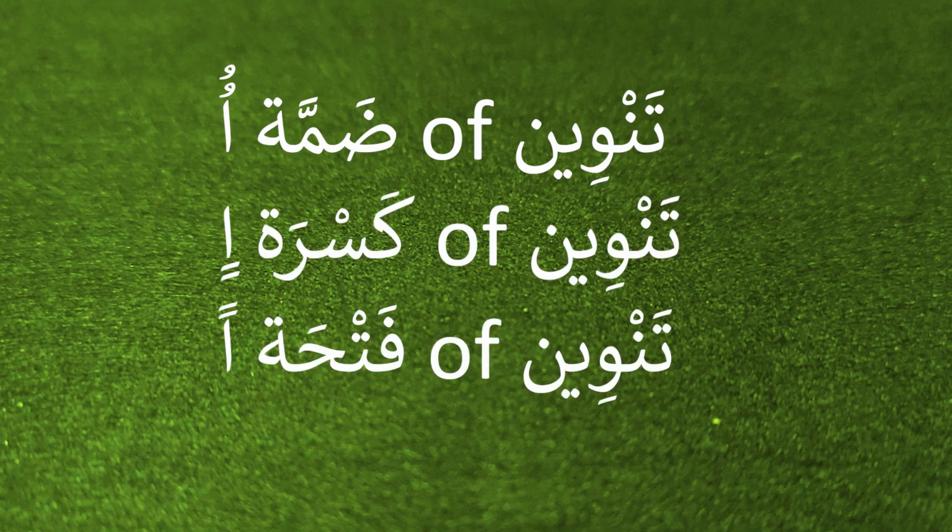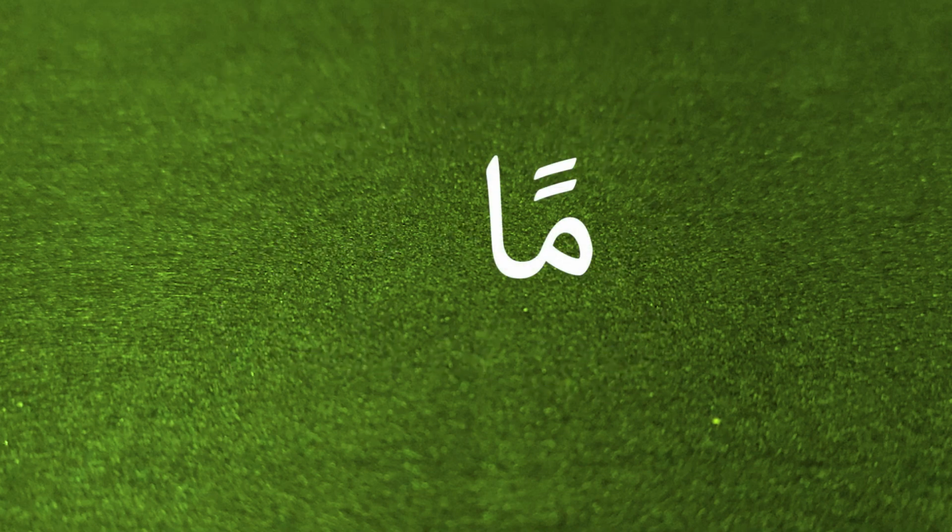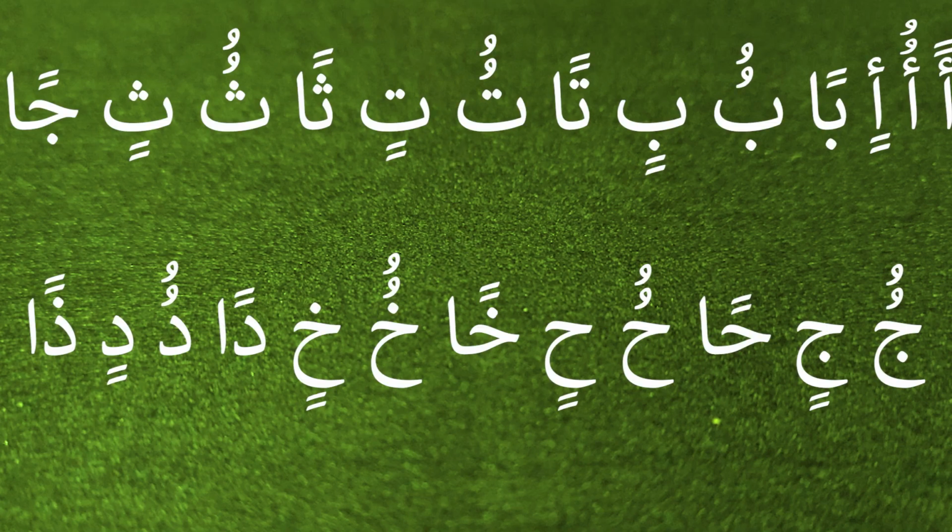There is tanween of dhamma, kasra, and fatha. We read it with the ending sound of noon. Like if meme has tanween of fatha, we will read it man. And then if meme has tanween of kasra, then we will be reading it min. And if meme has tanween of dhamma, we will be reading it mun. And that's so on with other letters.